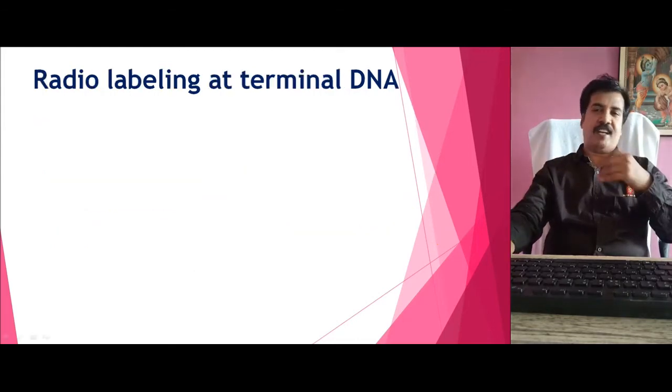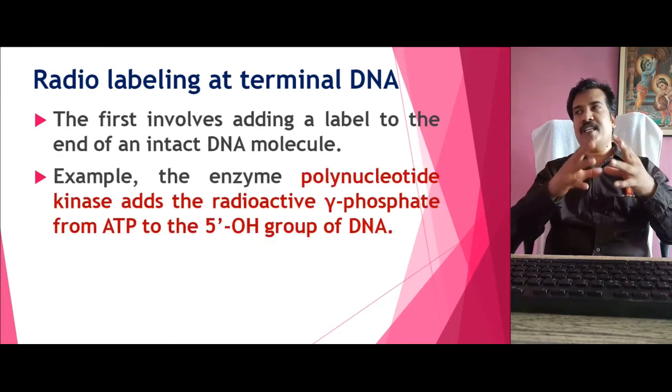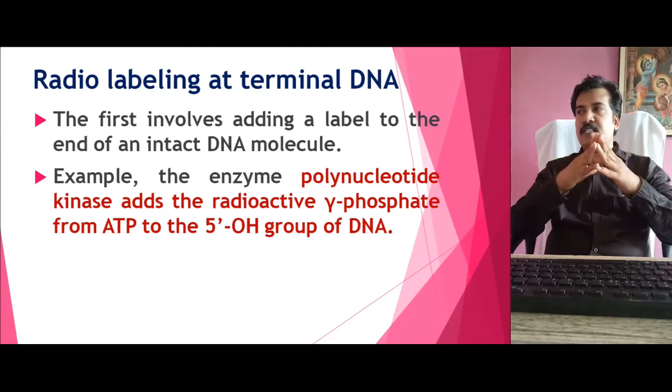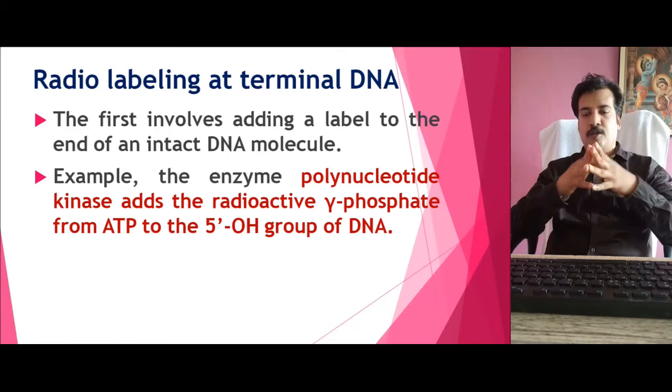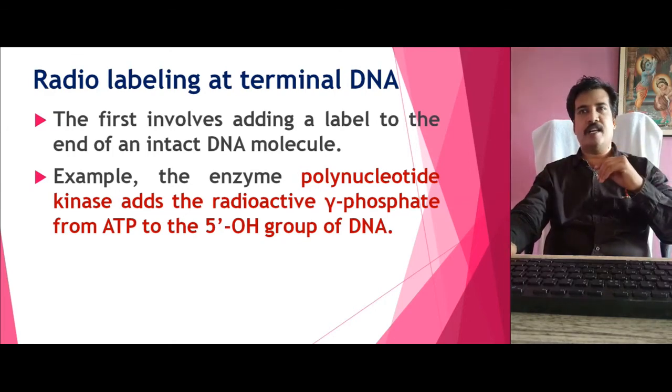So for example, we will take the first step, that is the radio labeling at the terminal of the DNA molecule, which is generally performed on an intact molecule. For example, consider an enzyme called polynucleotide kinase, which simply adds a radioactive gamma phosphate from an ATP to the 5-hydroxyl group of the DNA. So this is the simple way we can add the radio labeled gamma isotope phosphate to the terminal part of the 5-hydroxyl group of the DNA molecule. This is one way we can do the radio labeling.